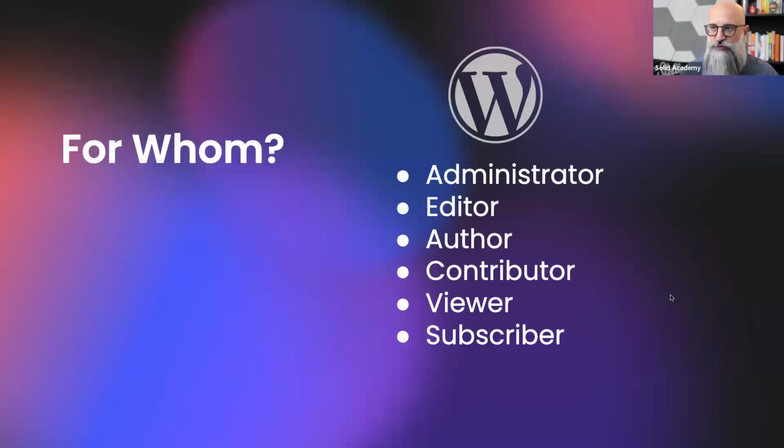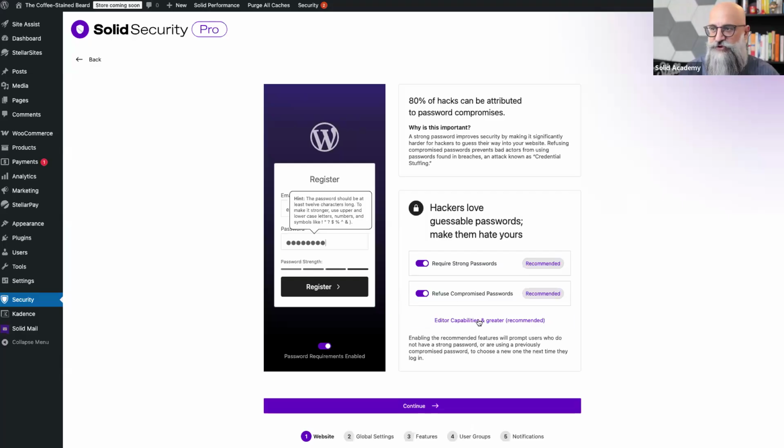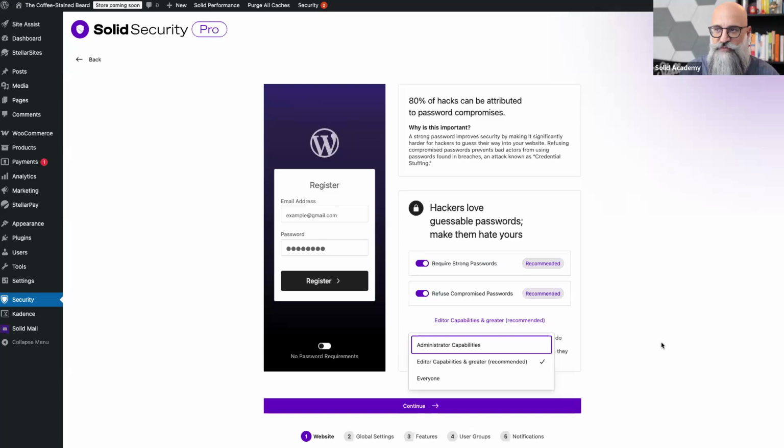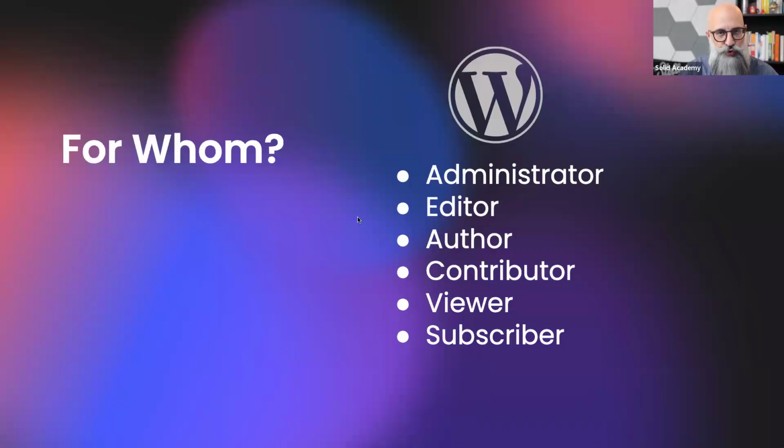But how you answer the question for whom, I want to just quickly mention, you're probably familiar with the fact that WordPress has these default roles, and the 6 roles that are built into every single site are subscriber, viewer, contributor, author, editor, and administrator. So when you're looking at this configuration, you'll see that this says editor capabilities and greater. Notice it doesn't say editor role and greater. It says editor capabilities. And that's because many plugins and even some themes define other roles in WordPress. And so we want to apply these settings regardless of the user's role.